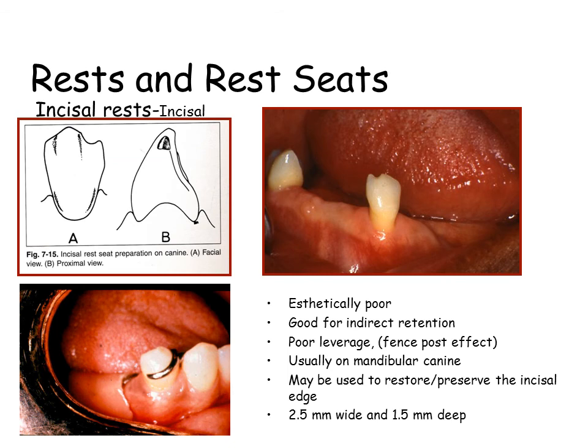The incisal rest is rarely used. It is saddle-shaped, concave when viewed from the labial, 2.5 mm wide, and 1.5 mm deep. The finished rest on the partial denture framework should restore the contour of the original tooth structure. It is most frequently noticed on the mandibular canine.